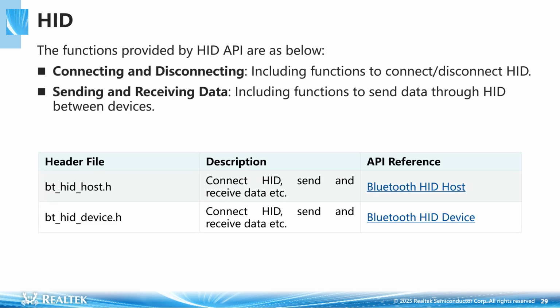The functions provided by HID API are as below. Connecting and disconnecting, including functions to connect or disconnect HID. Sending and receiving data, including functions to send data through HID between devices. More details of HID-related APIs are provided in the SDK.